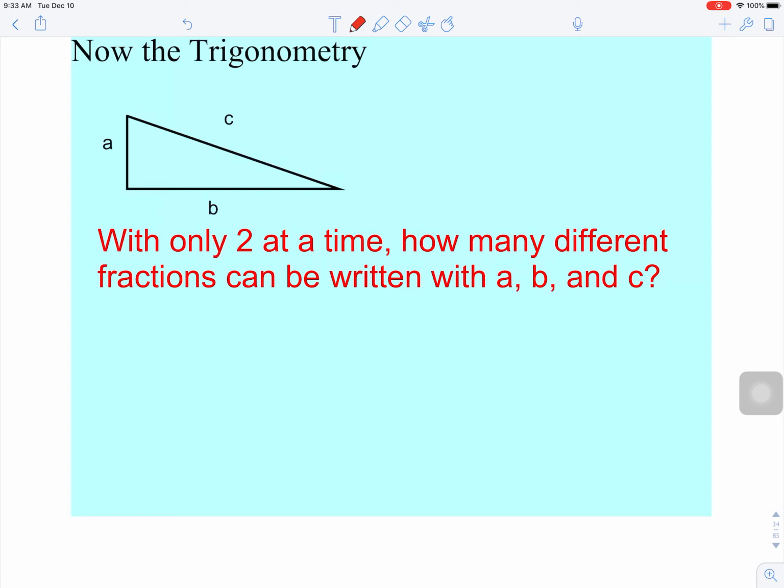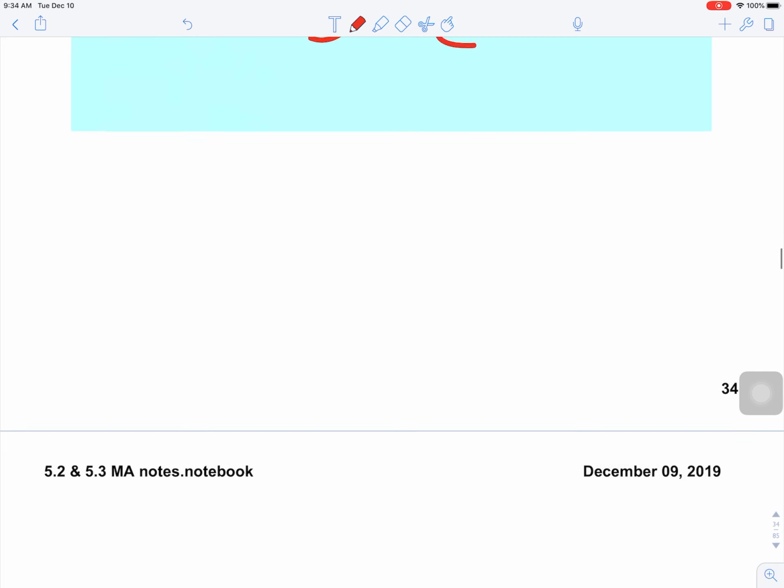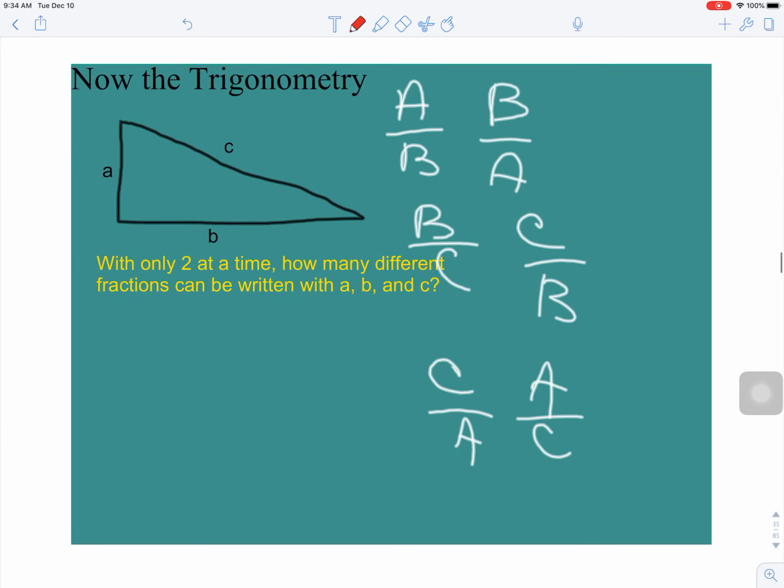When we do trigonometry, what you have to understand is that it's a comparison of the sides to each other. Now, if I only write two at a time, how many different ways can I write a, b, and c as a fraction? For example, a over b would be one way. a over c would be another way. Well, keep playing around with that. Turns out there are 1, 2, 3, 4, 5, 6 different ways you can write these three sides as a fraction.